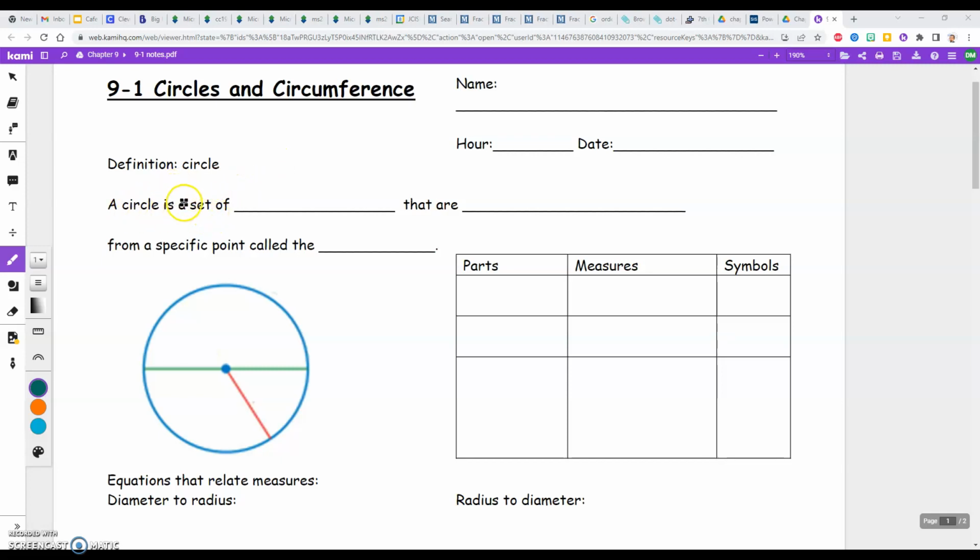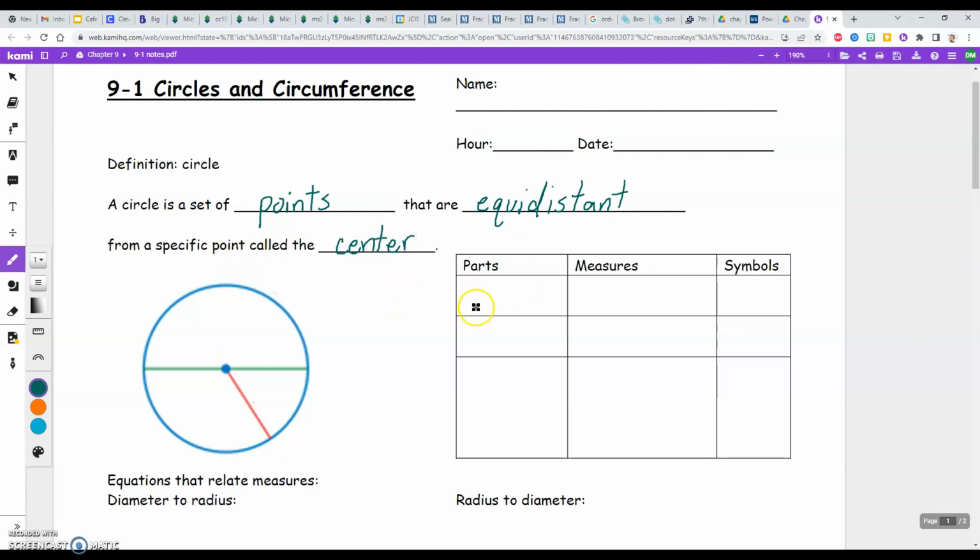So this video is just for the definitions. A circle is a set of points that are equidistant, meaning that they're all the same distance. So points that are equidistant from a specific point called the center.